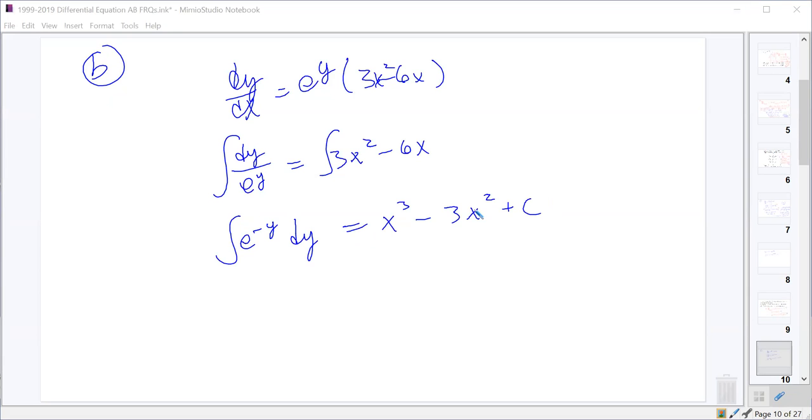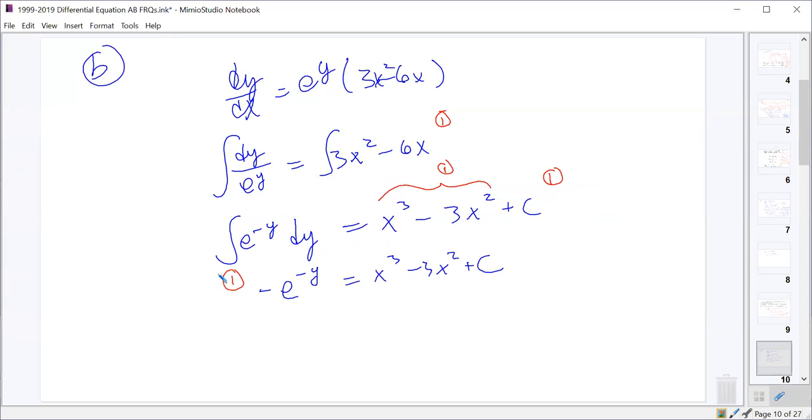At which point you get 1 point for this, 1 point for this, and then you still need to integrate, 1 point for separating the variables. You still need to integrate this, which is a u substitution, right? Let u equal negative y, you're going to put a negative inside and a negative outside, and the negative dy will cancel out. So you'll get negative integral e to the u, or negative e to the u, which is negative e to the negative y. That's an integral you should be able to do pretty easily.